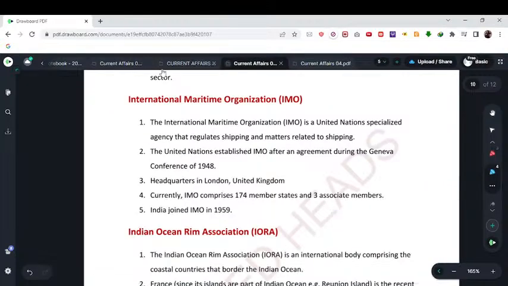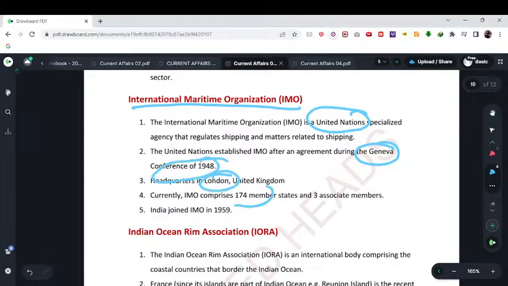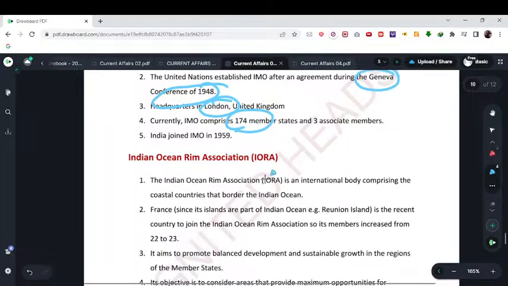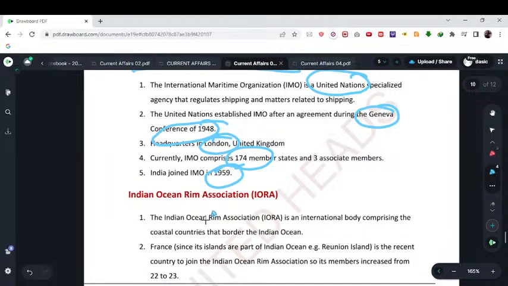Next we see the International Maritime Organization. The International Maritime Organization is a United Nations specialized agency. The United Nations established IMO after an agreement during the Geneva Conference. Headquarters is in London and it currently comprises 174 members. When did India join? India joined in 1959. So India is a member of the International Maritime Organization.